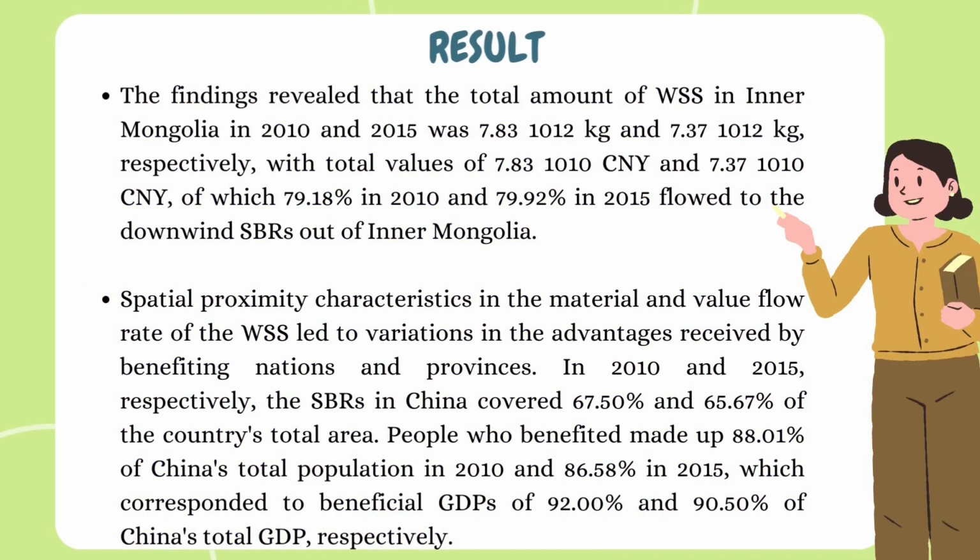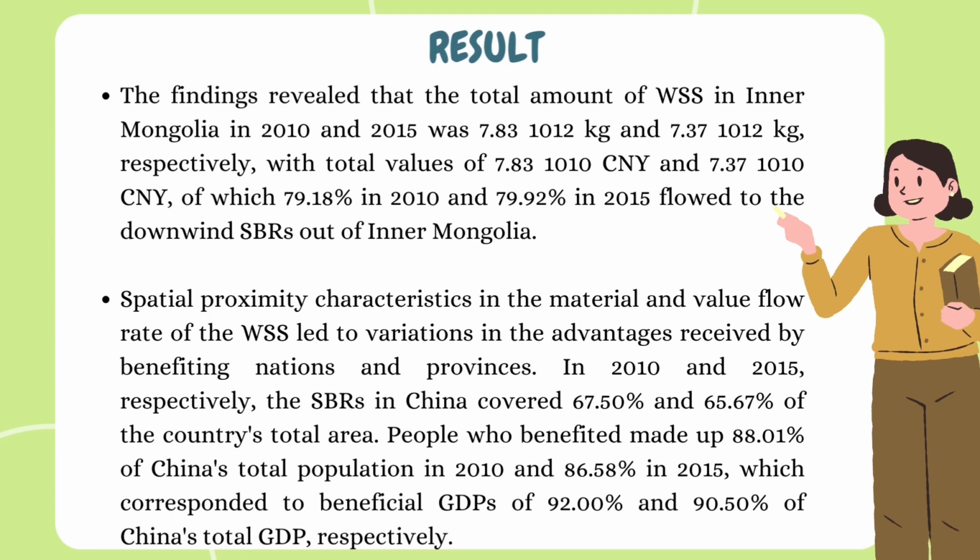For results, the findings revealed that the total amount of WSs in Inner Mongolia in 2010 and 2015 was 7.83×10^12 kilograms and 7.37×10^12 kilograms, respectively, with total values of 7.83×10^10 CNY and 7.37×10^10 CNY, of which 79.18% in 2010 and 79.92% in 2015 flowed to the downwind SBRs out of Inner Mongolia.